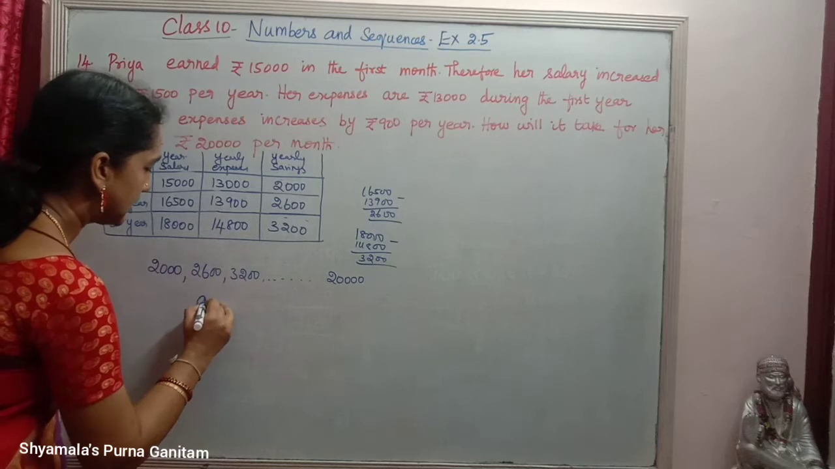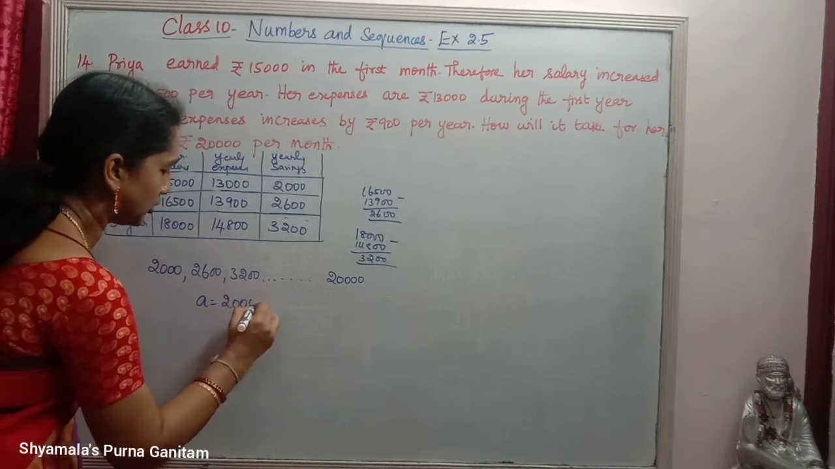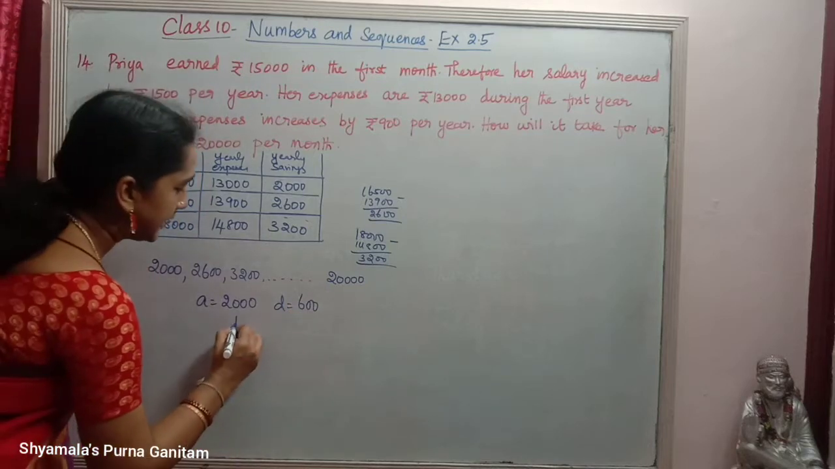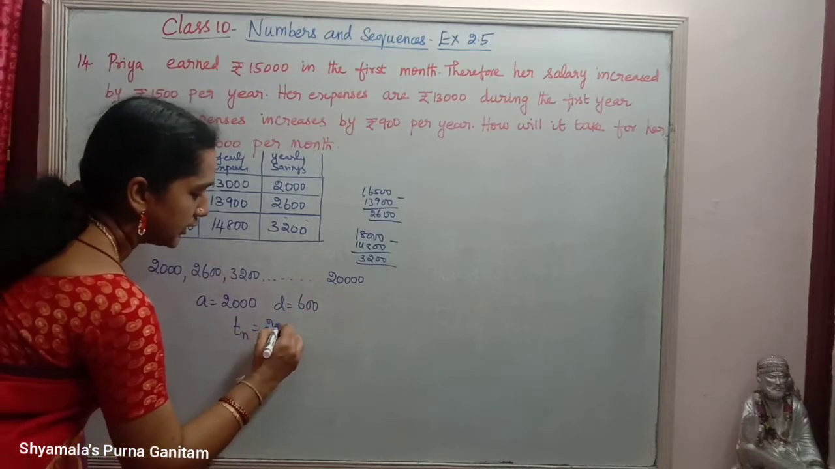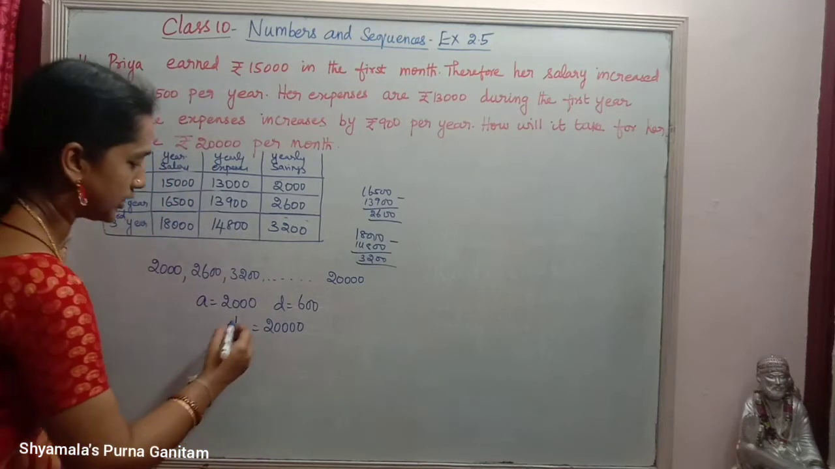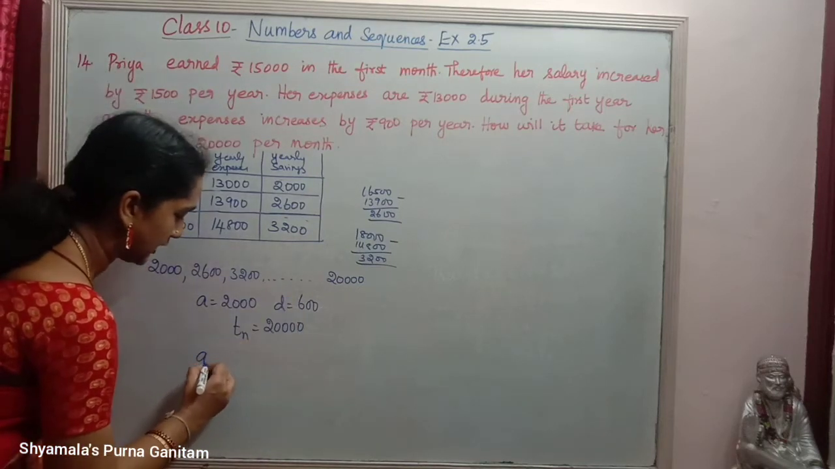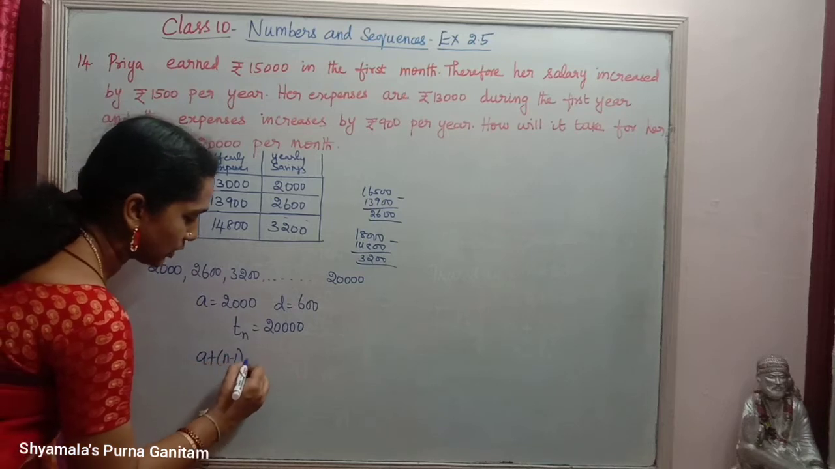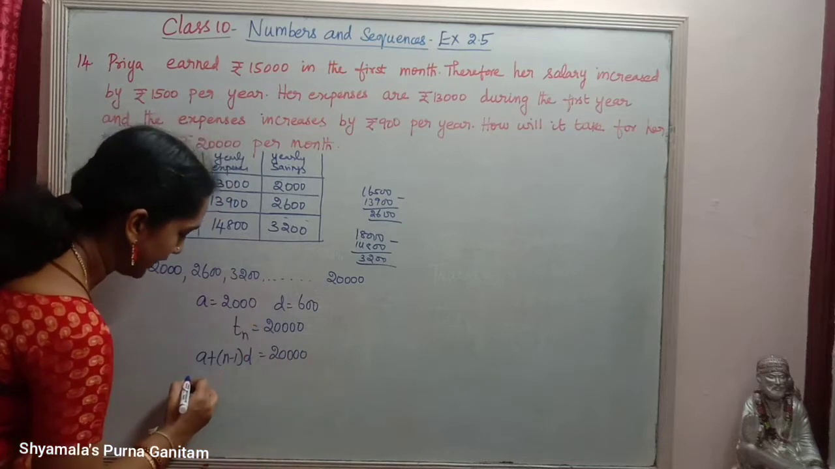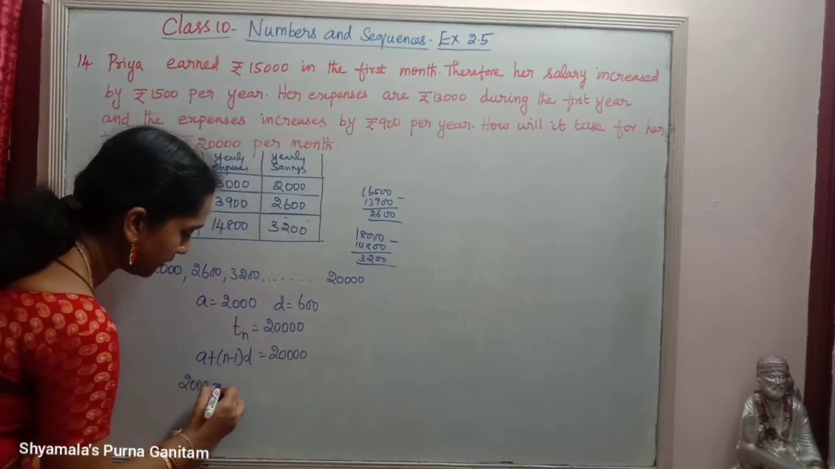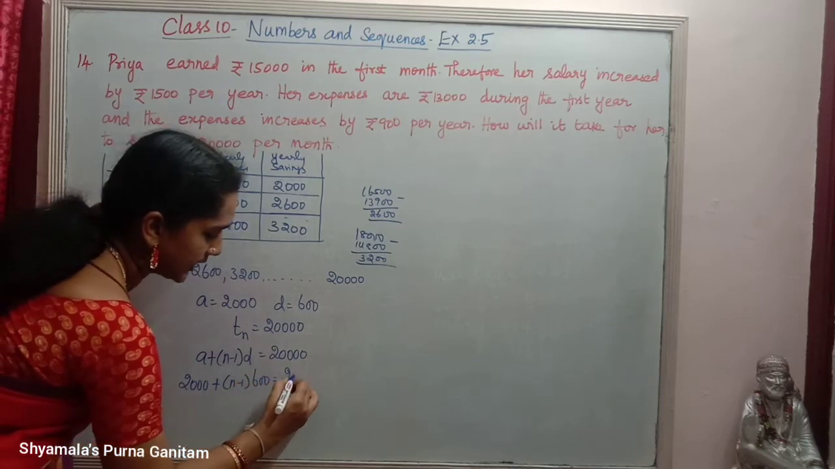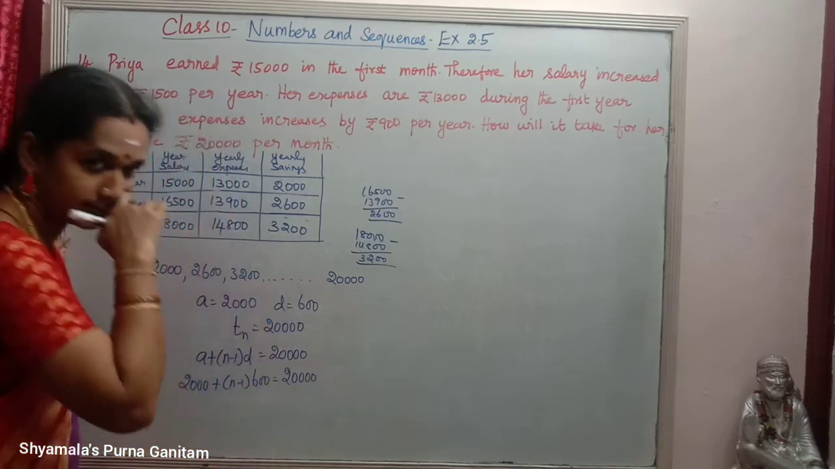Even though the question is very big, that can be done in a simple way. So here in this, A is equal to 2,000, D is equal to 600. So TN is equal to 20,000. So in this we will substitute everything. A plus N minus 1 into D is equal to 20,000. So A is 2,000 plus N minus 1 into D is 600 is equal to 20,000.